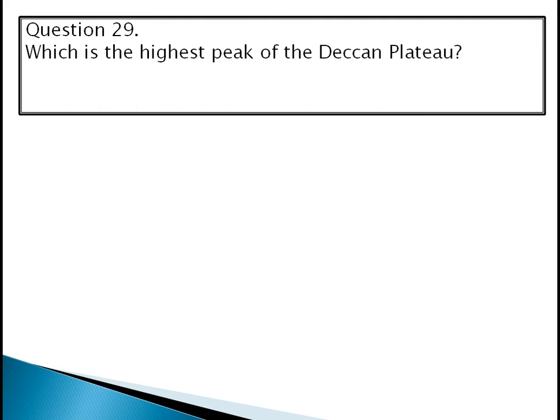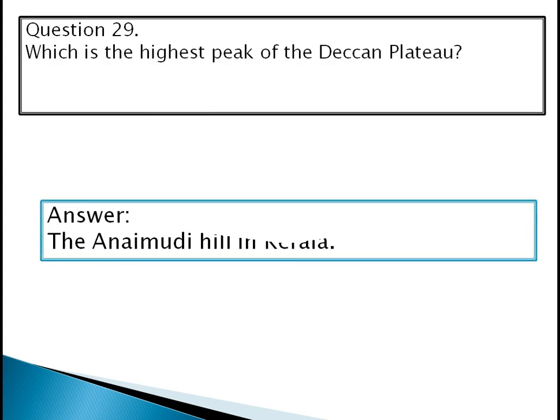Question number 29. Which is the highest peak of Deccan Plateau? As already known to you, Eastern Ghat and Western Ghat, the highest mountain peak. We discussed about Anaimudi and Mahendragiri, out of them which is the highest mountain peak here. So let's check out the answer. Anaimudi hill in Kerala, that's the highest mountain peak of the Deccan Plateau.